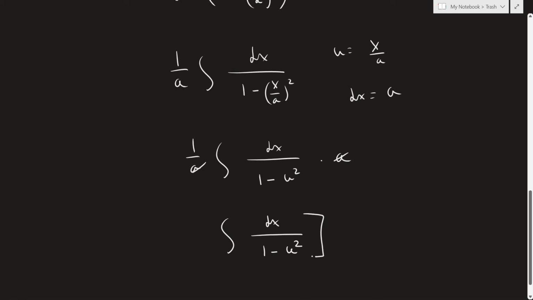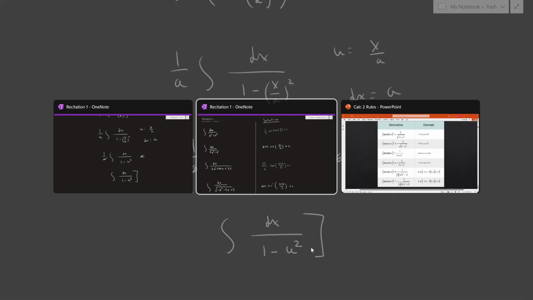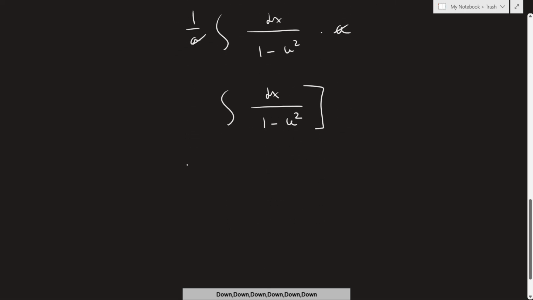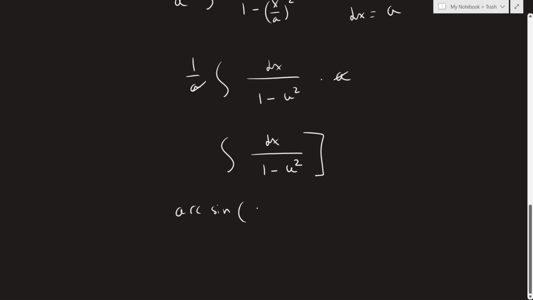All right, we need to predict which one this will be. So go to the table and check which one it is close to. So definitely not these. It's not a negative. And there's no radical in this one. So it's probably this one, which is arc sine x. It's definitely this one actually. Okay, so arc sine of u here. So what did we choose u to be? x over a, plus c. And that's it.